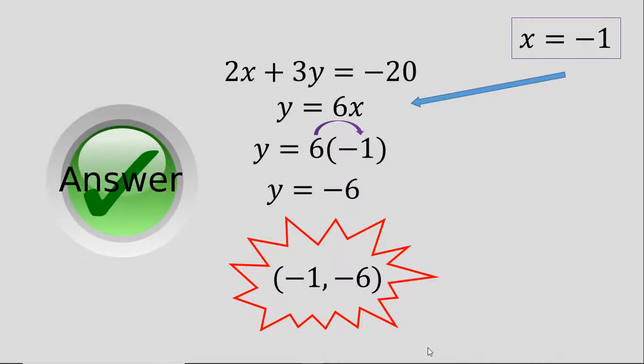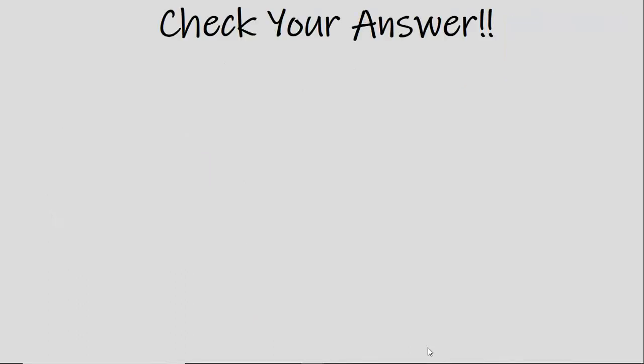So if we think back to our previous lesson where we learned how to graph systems of equations, this would be where our 2 lines cross each other. They would cross at the coordinate -1, -6. So that's great, we solved the system, but first we need to check our answers before we can move on to another problem.